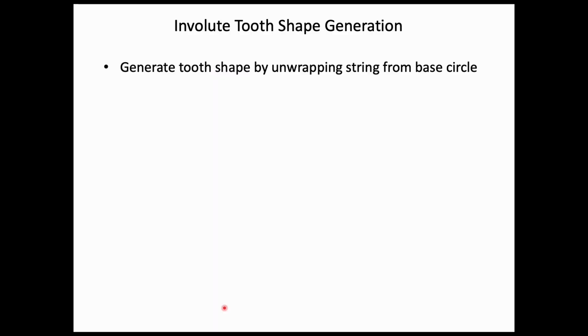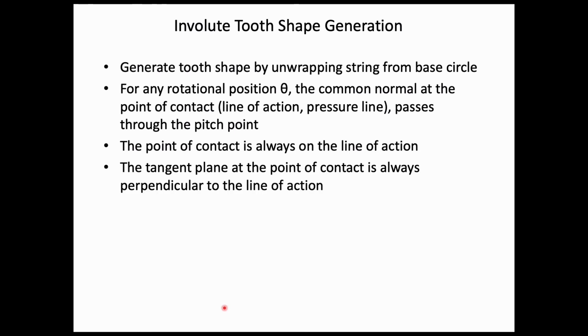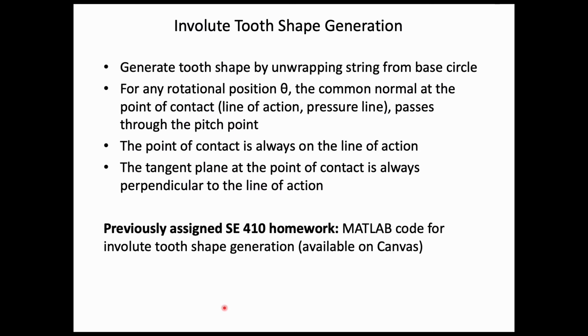Now we're going to switch over to a demonstration of how this works. We're going to generate tooth shape by unwrapping a string from a base circle. For any rotational position, the common normal at the point of contact, or the line of action, the pressure line, passes through the pitch point. The point of contact is always on the line of action. The tangent plane at the point of contact is always perpendicular to the line of action.